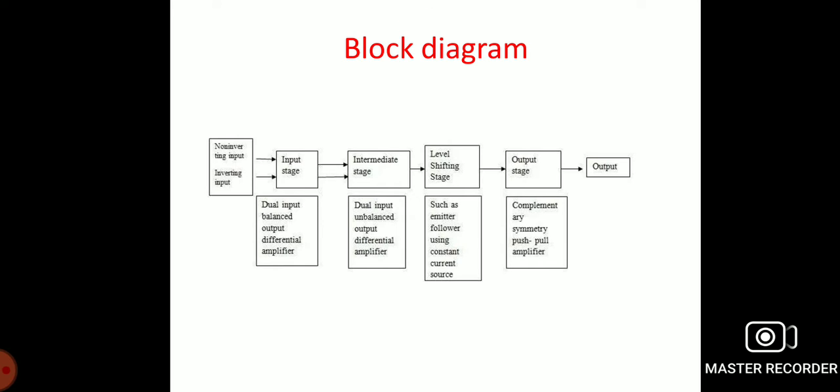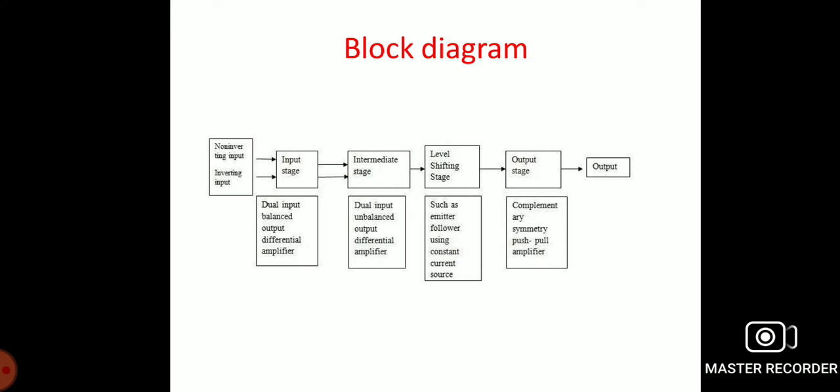Here the intermediate stage is a dual input unbalanced output differential amplifier, and the level shifter uses an emitter follower with constant current sources. This constant current source is used in the level shifter, and the output stage is a complementary symmetric push-pull amplifier.